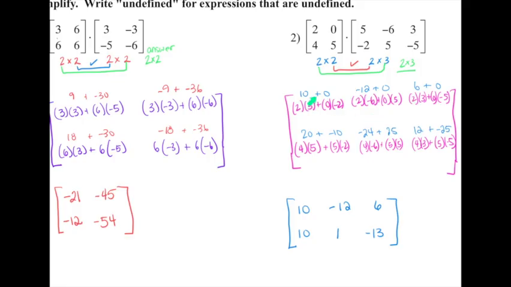I ran out of columns, so I moved on to my next row. 4 and 5 is what I'm using now. So 4 times this 5, 5 times negative 2. That's my first one. 4 times negative 6, 5 times 5. 4 times 3, 5 times negative 5. So that's how I got this. And then I just did the order of operations. Multiply, then add, which is what gave me this.